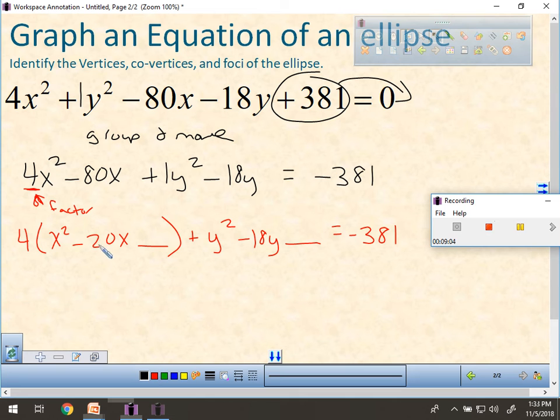And so now let's complete the square. So half of negative 20 is negative 10. You square that, you get 100. But be very careful. You don't add 100 here, because in reality, you took out that 4. So 100 times 4. So you're really going to add 400.